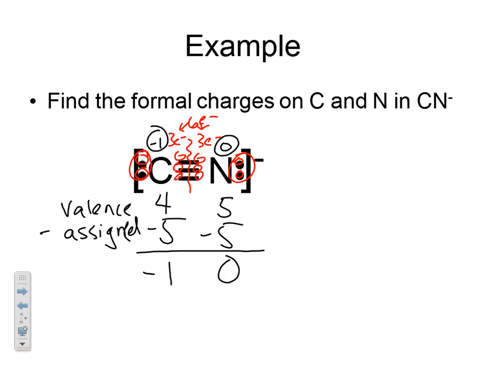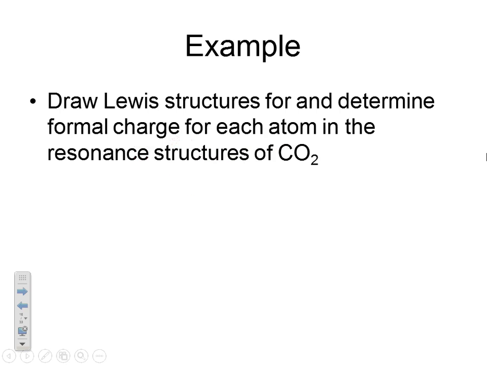And you'll notice in this case, if you've done formal charge correctly, that the sum of the formal charges is equal to the overall charge on the species. So -1 plus 0 is equal to the charge on the ion. If it's a compound, then it's going to add to 0.